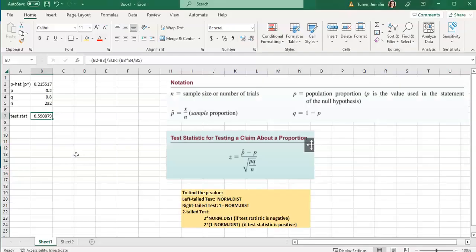So if we come back to Excel, we can do that ourselves, or if we want Excel to do it, we can go up to the Home tab and come over here, and these buttons right here will either increase or decrease the number of decimal places we have. So we want to decrease this down to 2. So there's 2. So 0.59 will be our test statistic.